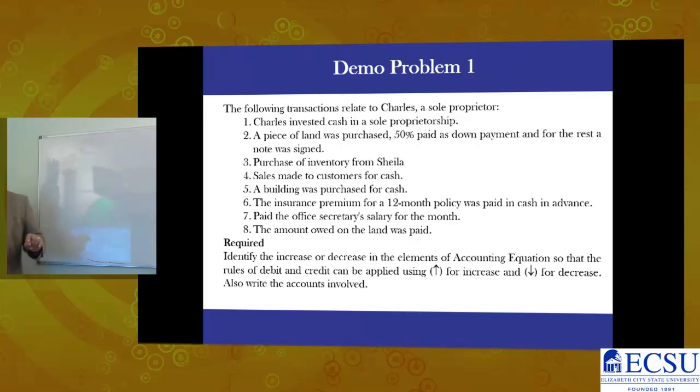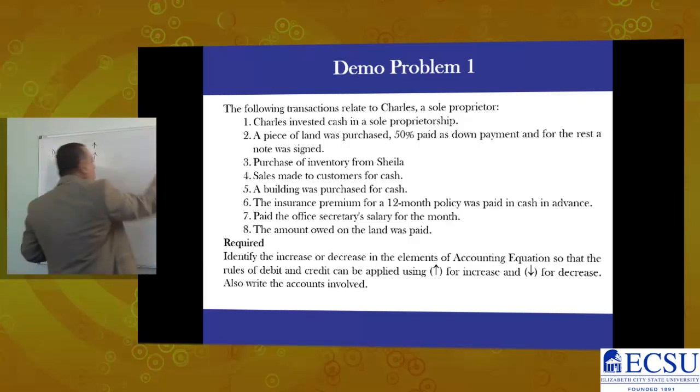Okay, first is Charles invested cash in a sole proprietorship. So that's number 1, cash and of course capital. Why? Because this is a sole proprietorship, so therefore I'm going to use that as a capital. Now, since Charles has invested cash, cash has increased. And what has happened to capital? Also increased.